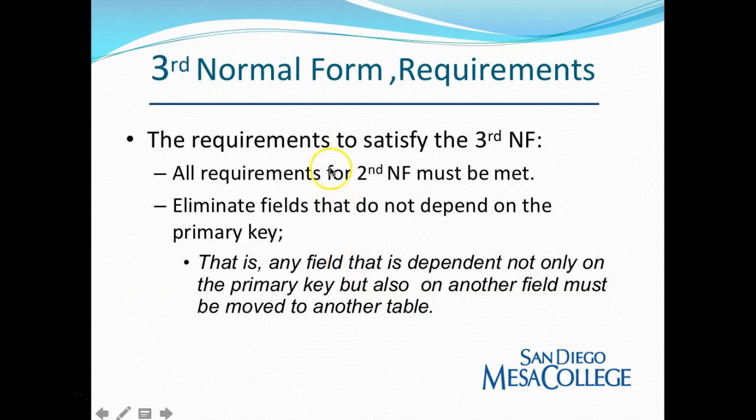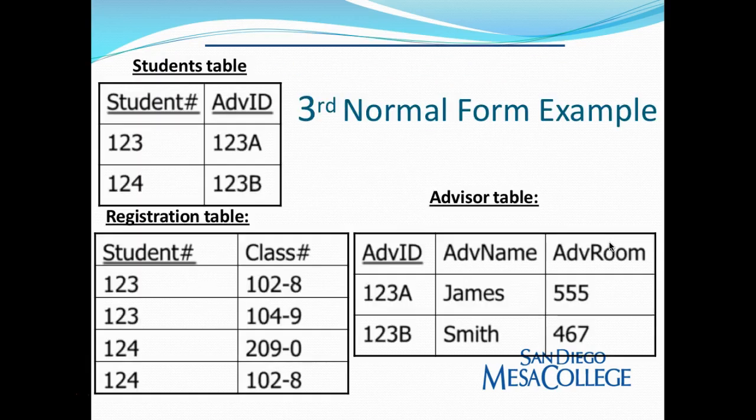So the third normal form is similar to the second in that the previous normal form must be met. But now we have to eliminate any fields that don't depend on the primary key. So any field that is dependent, not only on the primary key but also on another field, must be moved to another table. So let's take a look at that now.